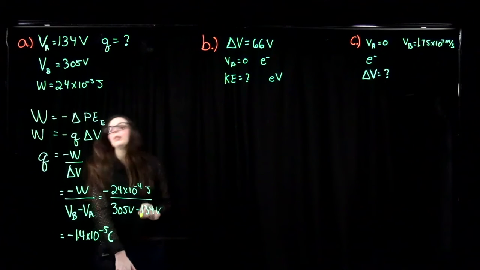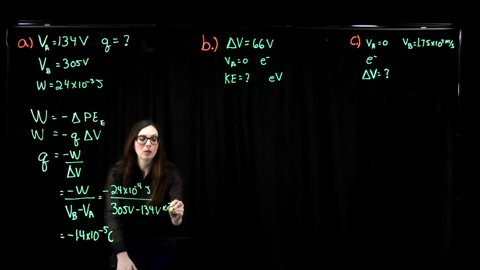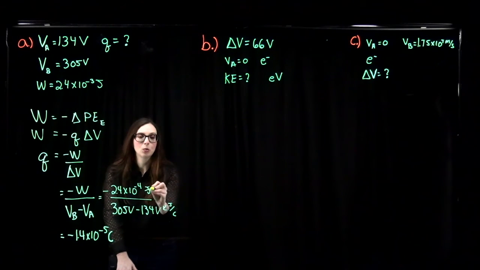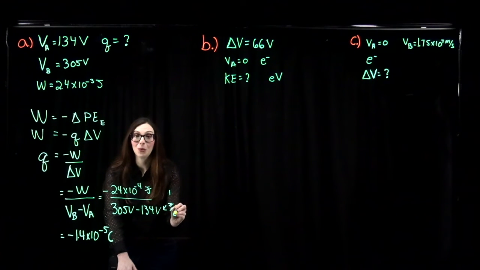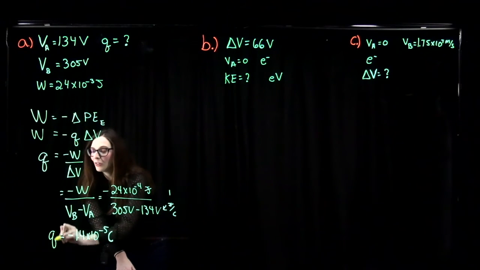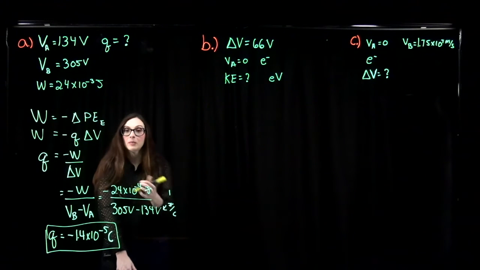All right, so how did we get coulombs? Well, remember that 1 volt is a joule per coulomb. So we'll have a joule on top. We've got this joule here. So we've essentially got 1 over an inverse coulomb, which, if you take 1 over an inverse coulomb, you'd get back a unit of coulomb. Our charge in this problem is going to be minus 1.4 times 10 to the minus 5 coulombs.